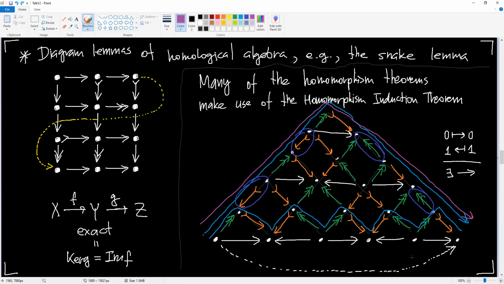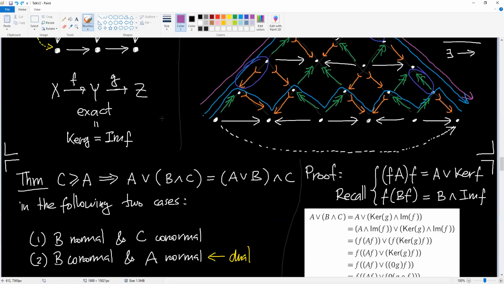So this pyramid basically holds the key to all the isomorphism theorems and all the diagram lemmas that require a connecting homomorphism in homological algebra. These are the kinds of things one can prove in a Noetherian form. So once again, I don't know of any diagram lemma of homological algebra that's stated purely in terms of exact sequences and that cannot be proved in a Noetherian form.